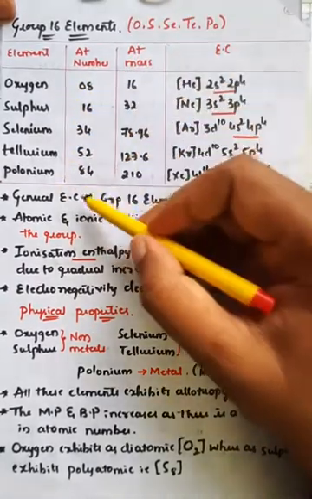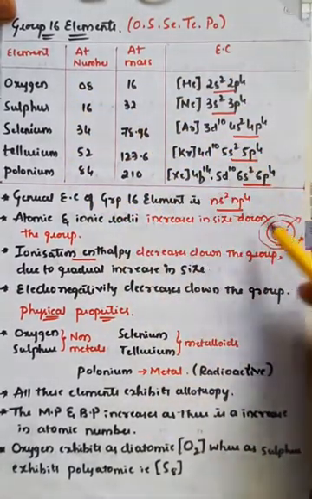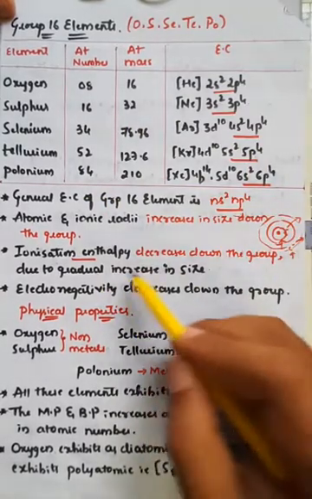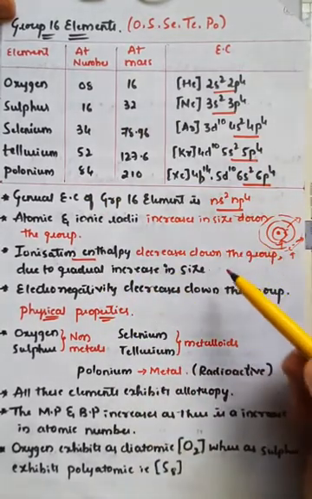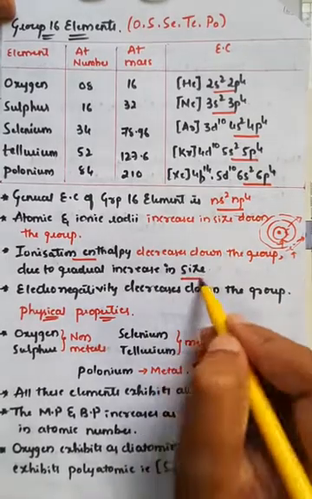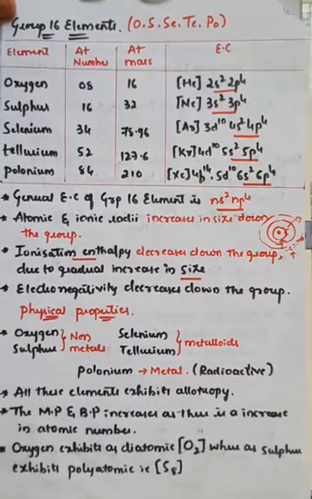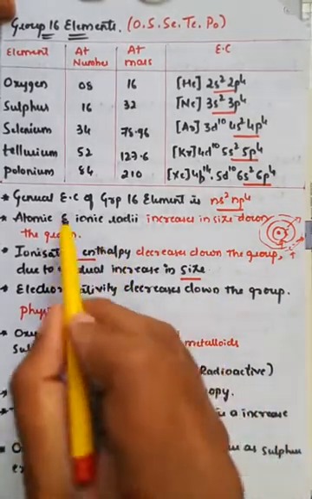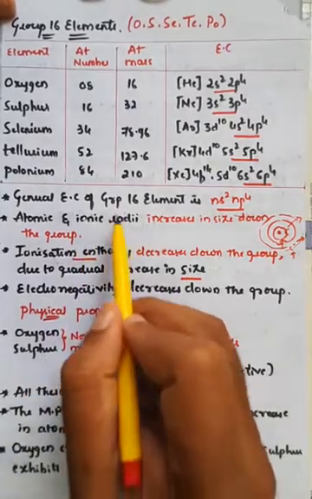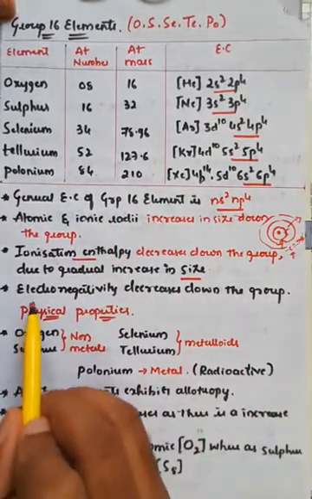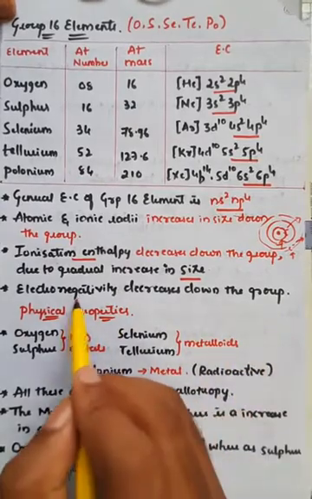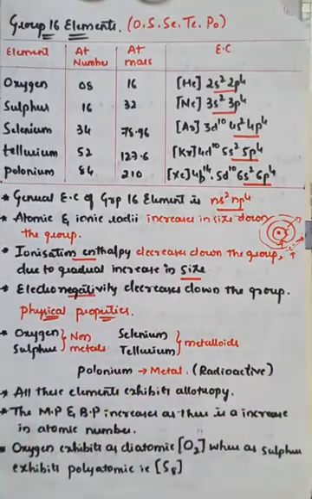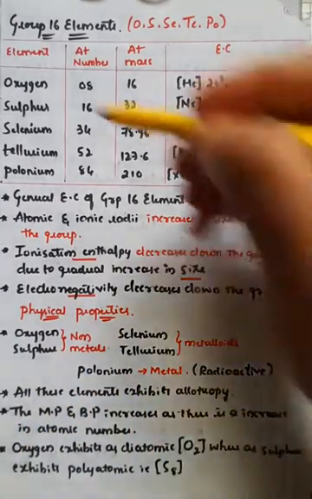But as we go down the group, the size goes on increasing, therefore the ionization enthalpy goes on decreasing down the group, right? Due to the gradual increase in size, that is the atomic number, the size is nothing but the radius of the ion. And similarly, electronegativity decreases down the group, right? So electronegativity also decreases as you come down the group.